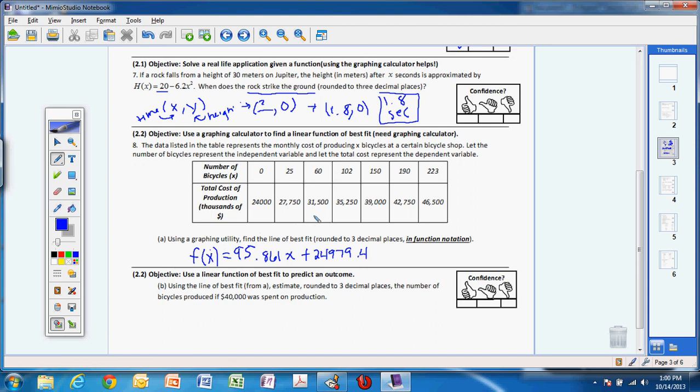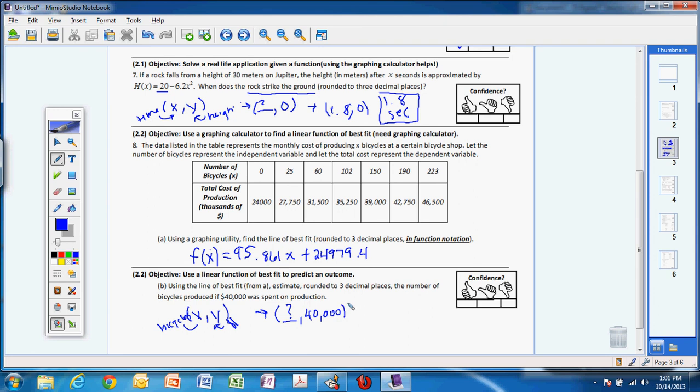Now we can actually use that to make predictions. Notice in B, it says using the line of best fit, estimate, rounded to 3 decimal places, the number of bicycles produced if $40,000 was spent on production. When we're talking about our ordered pairs, the X value represents the bicycles, and my Y, remember, is the total cost spent. So we don't know the number of bicycles produced, but we know $40,000 was spent on it.